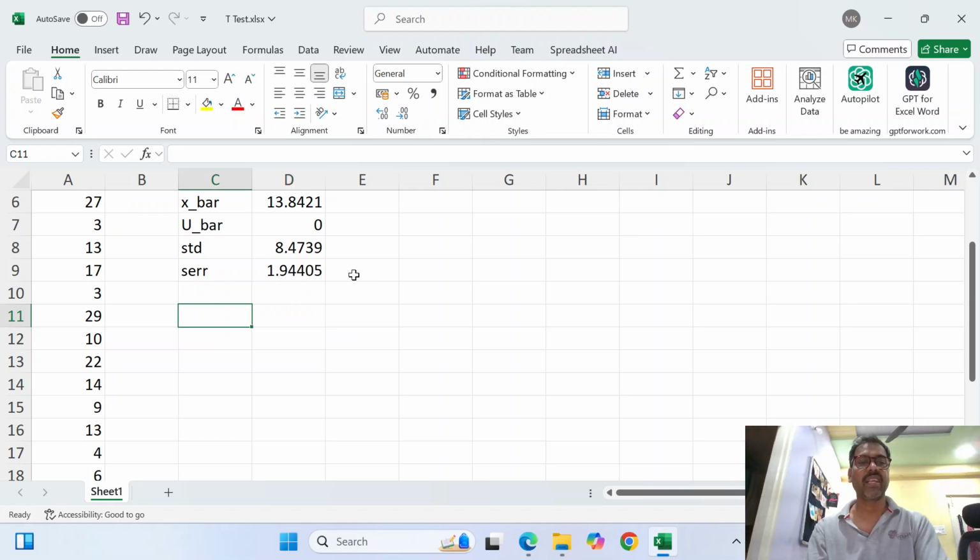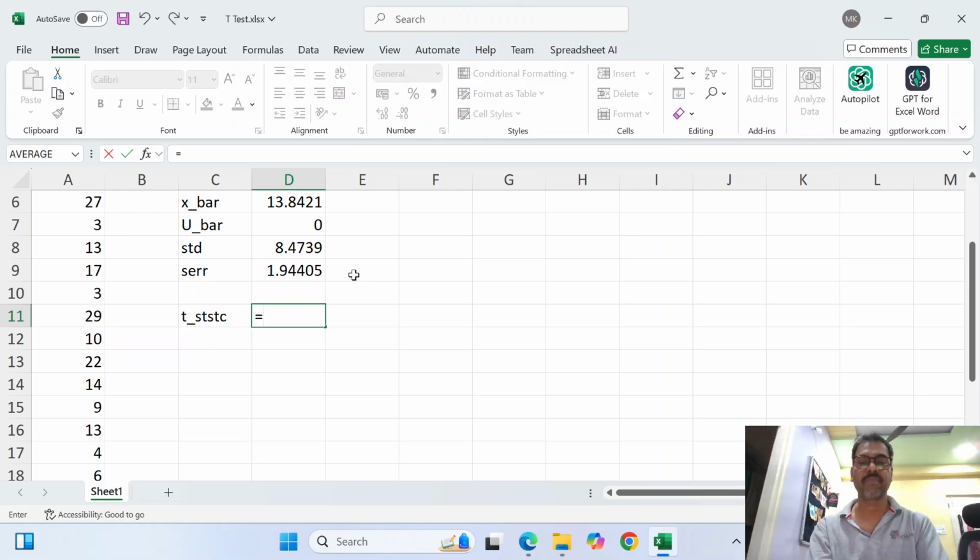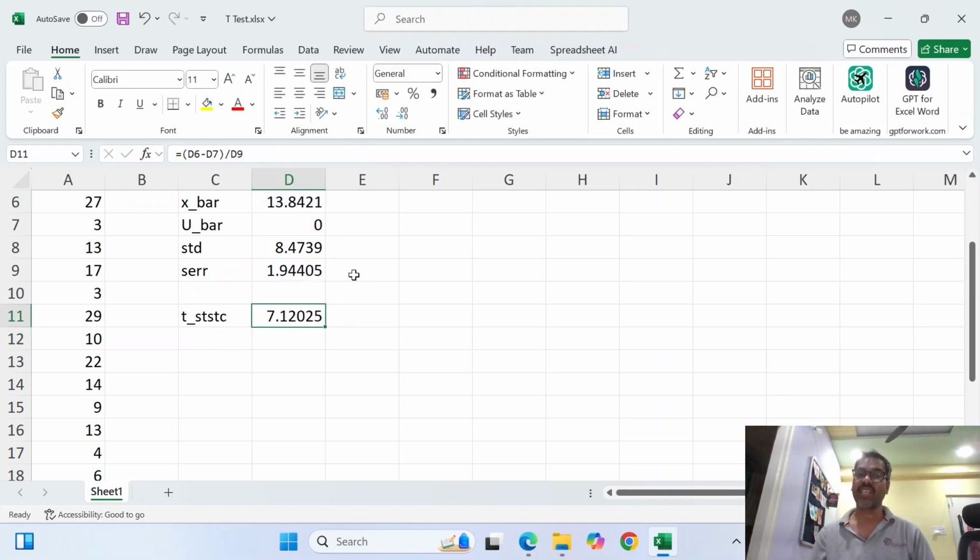Now we are going to calculate the t statistic. I'm going to open the brackets because I need x bar minus mu, isn't it? So where is x bar? This one, minus 0, divided by the standard error. So this is the t statistic, which is very large.